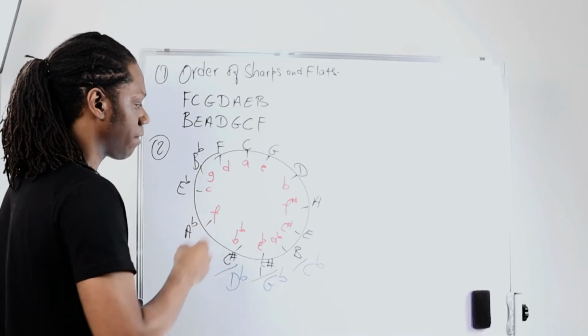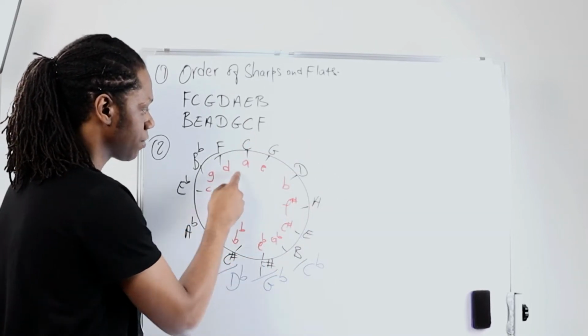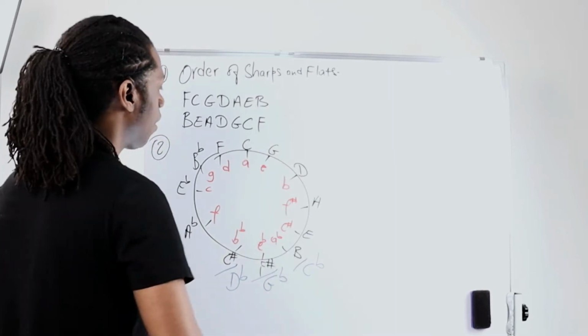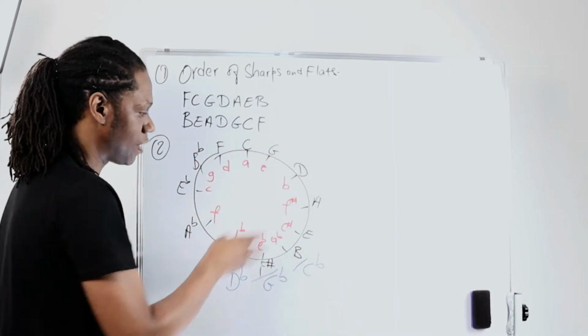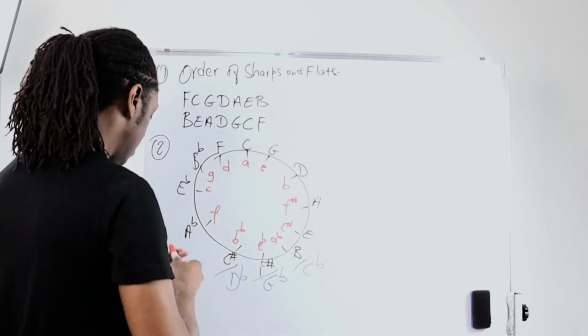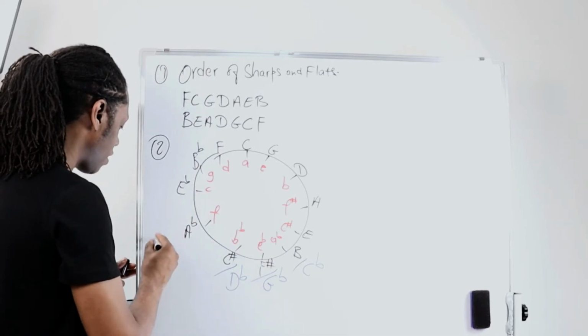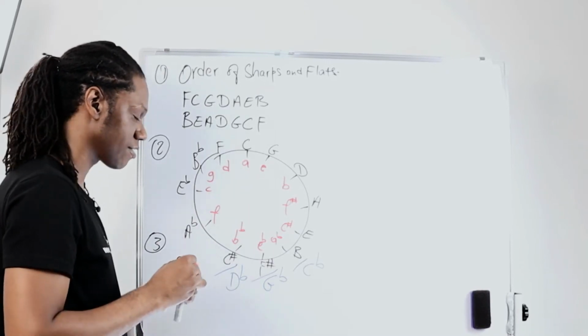go all the way around the circle of fifths and you count 4. 1, 2, 3, 4, and that note is going to become your minor note. Okay, all right, so those are major scales on the outside and the minor scales on the inside. Number 3, the third thing that every saxophone player should learn is to learn your scales.